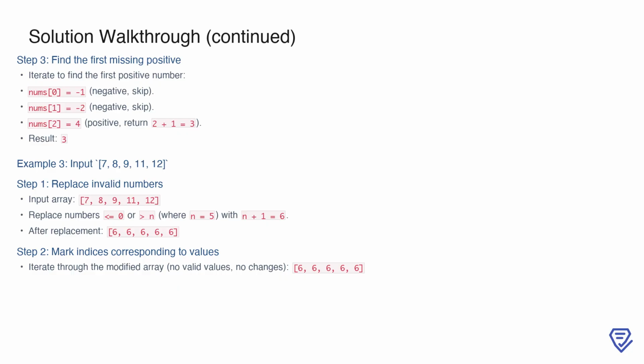Now, let's consider a different input, 7, 8, 9, 11, 12. In this case, the first step is to replace numbers that are less than or equal to 0 or greater than the size of the array, n, which is 5. These numbers are replaced with n plus 1 equals 6. Since all numbers in the array are greater than 5, the entire array is replaced with 6, 6, 6, 6, 6. With no valid numbers to work with, the marking process does not result in any changes, and the array remains 6, 6, 6, 6, 6.